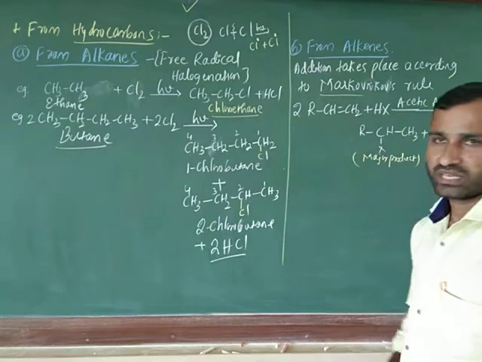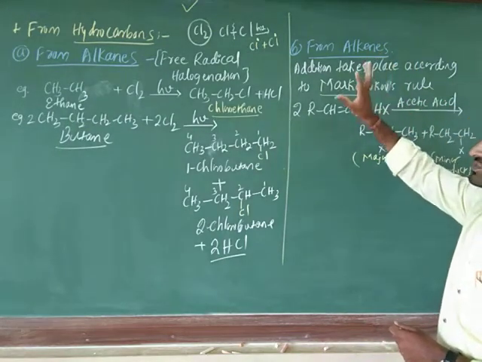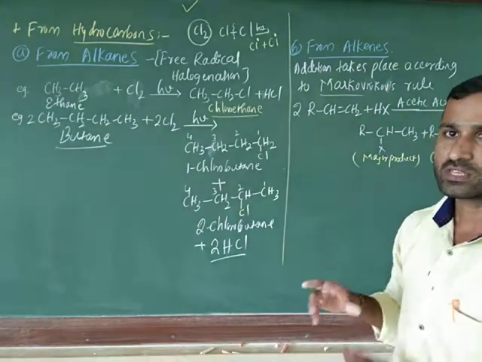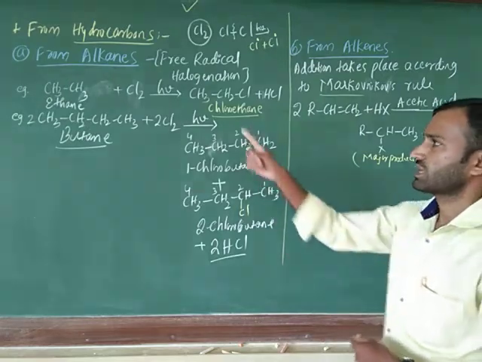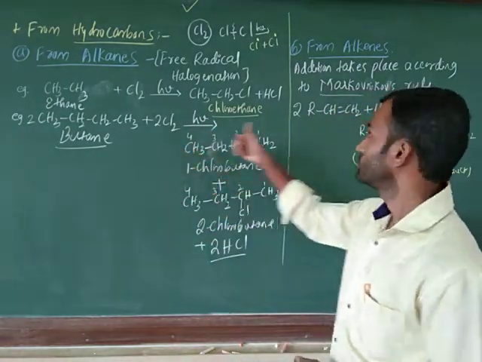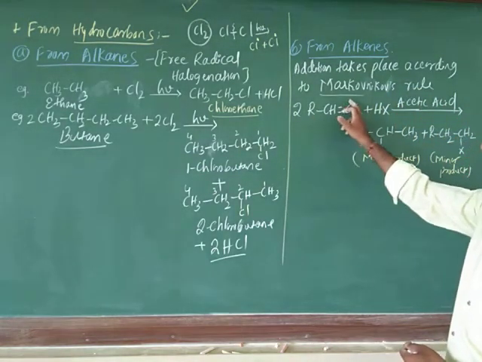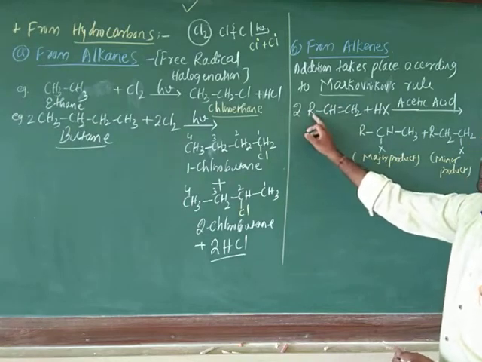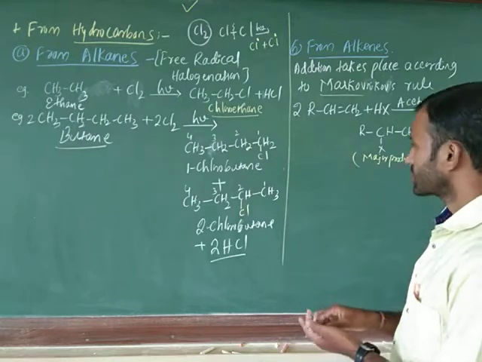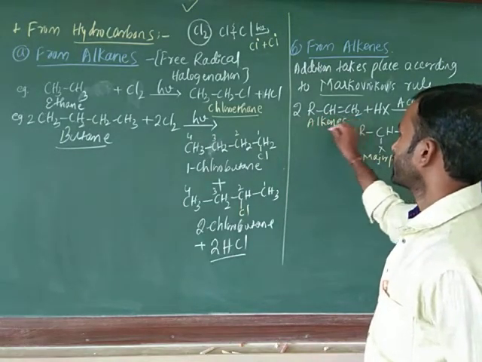The next category is what? From alkenes. Alkenes means what? Unsaturated compounds, usually containing a carbon-carbon double bond as well as a carbon-carbon triple bond, but always having a carbon-carbon single bond. This is saturated, this is what? Unsaturation. The general name of this one, 1, 2, 3, with CH3, is propene. But in this case you have to write alkene, no problem.